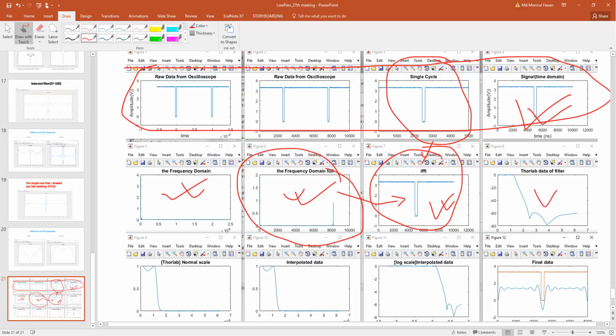Now this is the filter response of the Thorlabs low pass filter. The axis here is in dB, but if we convert from dB to normal scale, the response will be something like that. If we do the FFT of any signal, you will have a lot of frequencies, but the low pass filter that we bought from Thorlabs can only work on a certain frequency range.